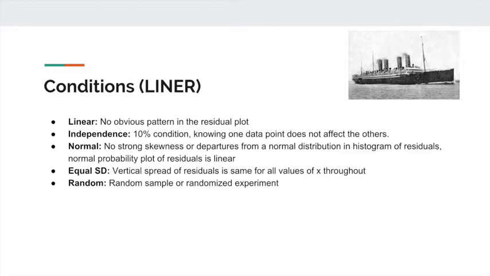The normal condition is checked by showing that a histogram of residuals shows no strong departures from a normal distribution, or that a normal probability plot of residuals is linear. The equal SD condition is checked by making sure the vertical spread of the residual plot is about the same throughout, for each value of x. The random condition is checked just by stating that a randomized sample or experiment was conducted.